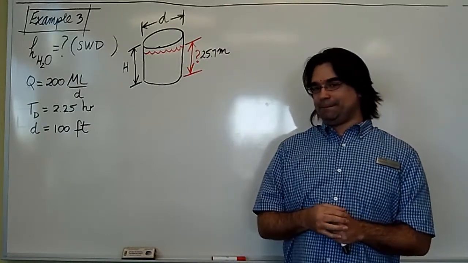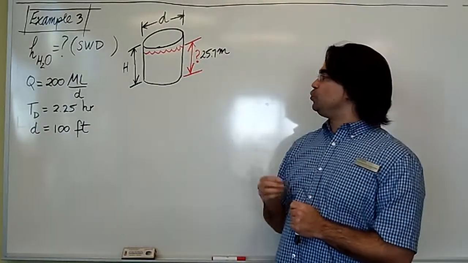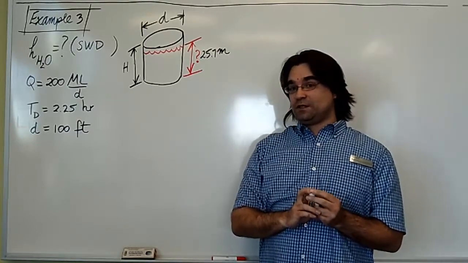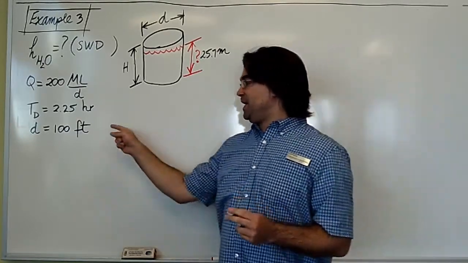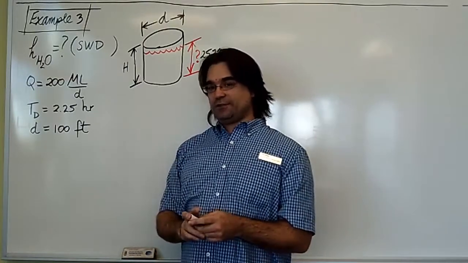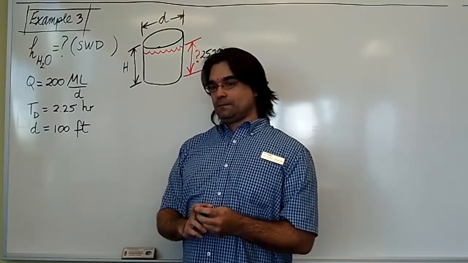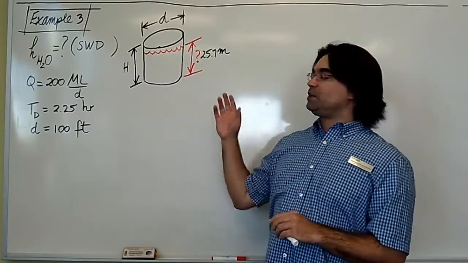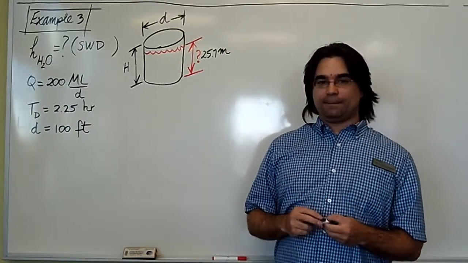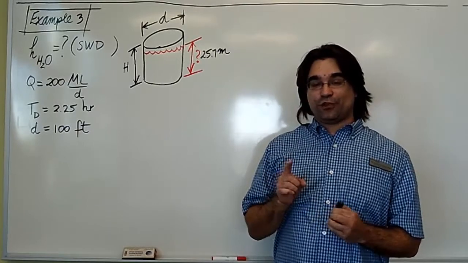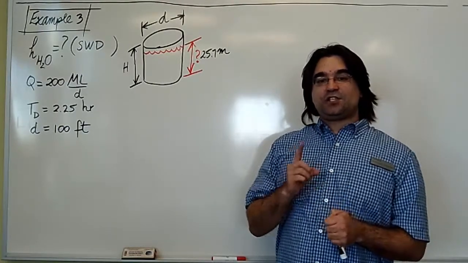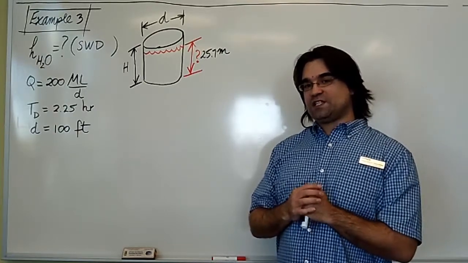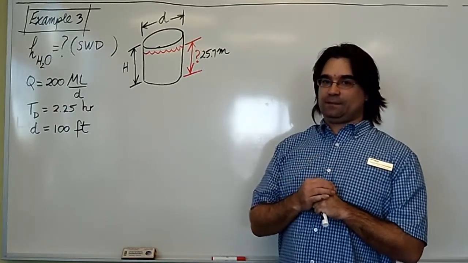And here we are. So from example number 2, we found that the height of water was 25.7 meters. You were also given that the diameter of this settling tank was 100 feet. You're now being asked to calculate what the overall dimensions of the settling tank are. Now don't forget, this is not a trick question. You actually don't know what the overall dimensions of this tank are completely yet.